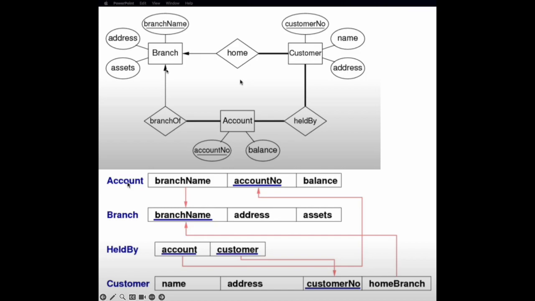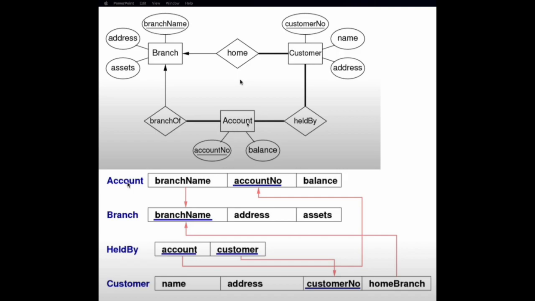And notice these two arrows, right? So that indicates an account can be associated with at most one branch. So the branch name would basically be listed as one of the account's attributes. As you can see here, the branch name is listed as a foreign key. And similarly, the customer relation, again, can be associated with only one branch. So the branch name would also be a part of its attributes and listed as a foreign key. So I'll just show you that. There we go, the home branch.